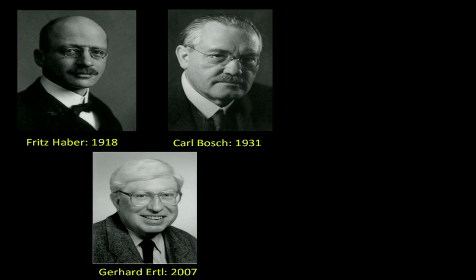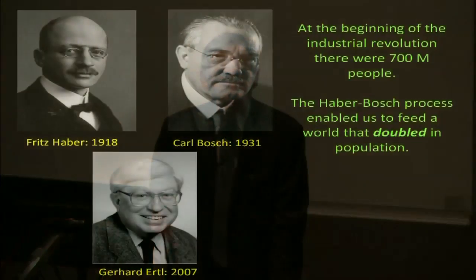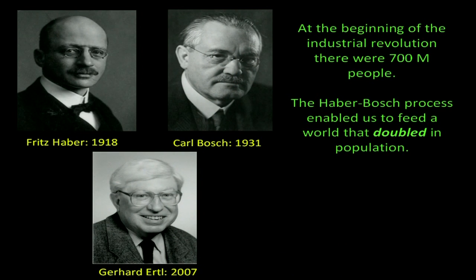And finally, in 2007, when we're starting to learn more about catalysis, Gerhard Ertl got the Nobel Prize in Chemistry, and it said in the citation, at last we're beginning to understand at a microscopic point of view the Haber-Bosch process. So 2.5 Nobel Prizes, because it was a big deal. And so because of that, at the beginning of the Industrial Revolution, where there were 700 million people, this enabled Europe to feed itself. And this continued and was successful.